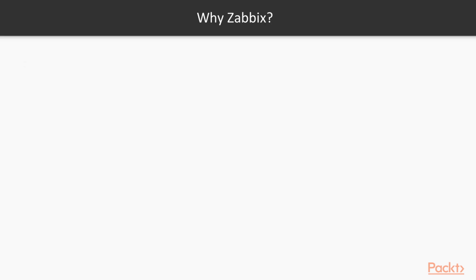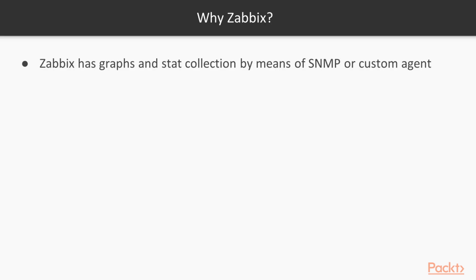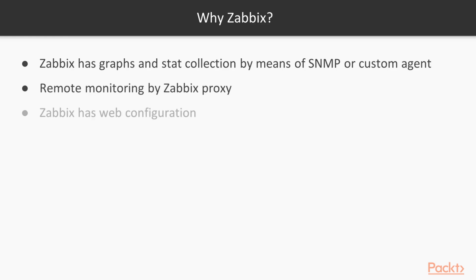So why Zabbix? Zabbix has graph and stat collection via SNMP or custom agent. Most of the NMS do not provide this built-in default configuration for the graphs, so Zabbix comes built in with the graphs. Remote monitoring by Zabbix proxy. Also Zabbix has a web configuration, so you can define host or network devices. You can customize the items in your web configuration.